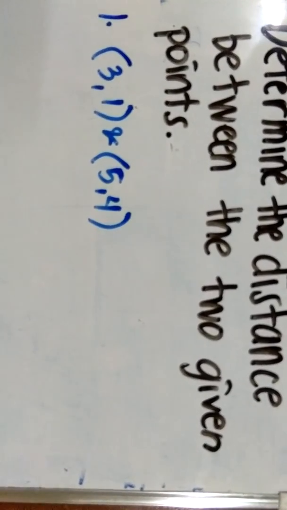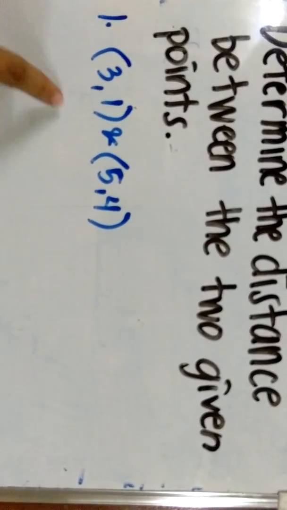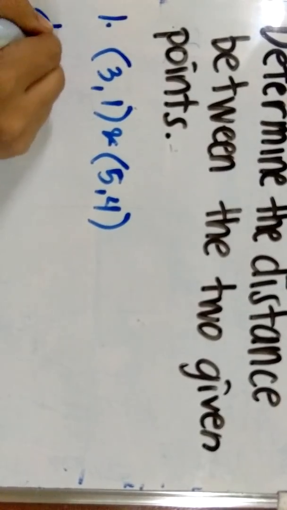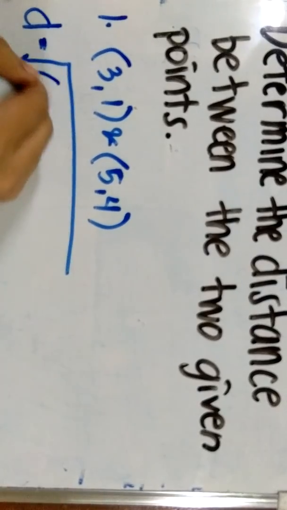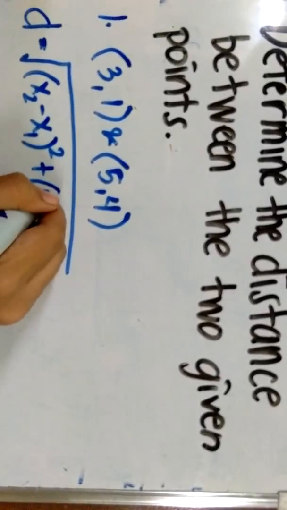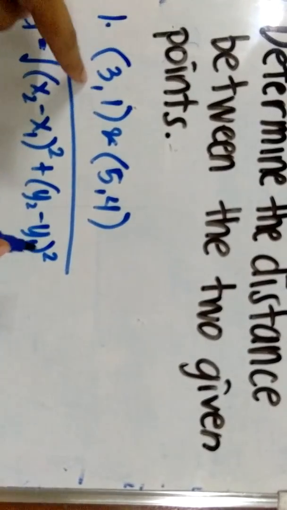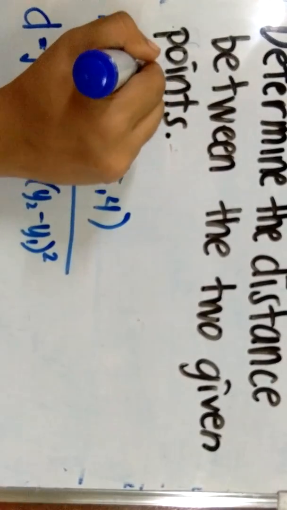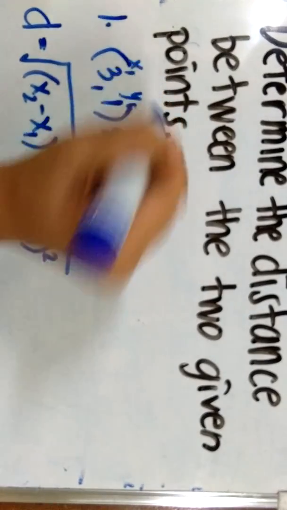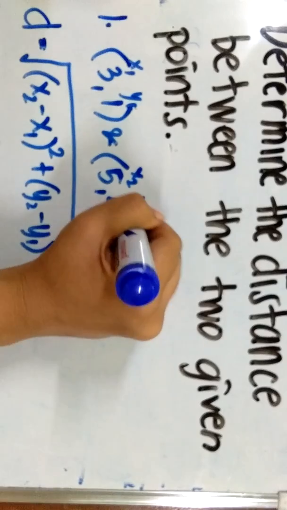For example, we are tasked to determine the distance between the 2 given points, 3, 1 and 5, 4, using the distance formula, which is d is equal to the square root of x sub 2 minus x sub 1 squared plus y sub 2 minus y sub 1 squared. We know that for this point, we have 3 as our x sub 1 and 1 as our y sub 1. Similarly, 5 is our x sub 2 and 4 is our y sub 2.